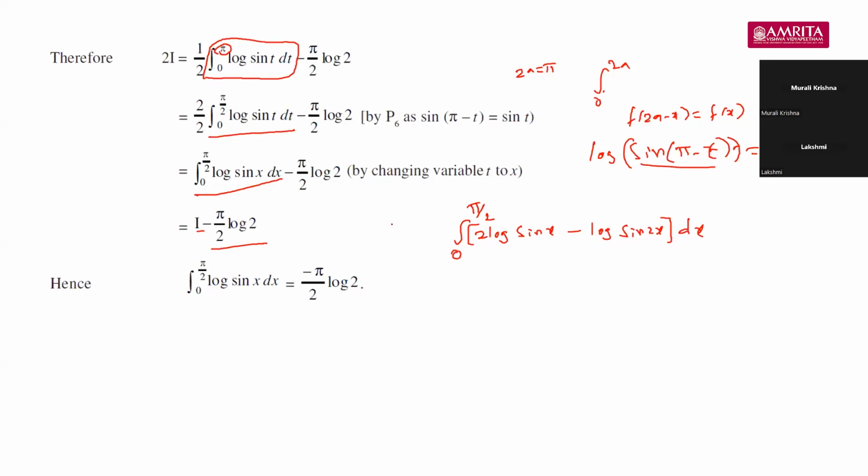So if you apply property number 4, let us take this as I equal to the integral from 0 to pi by 2. What do you get? 2 log, the sin x term will become sin of pi by 2 minus x. I remember this question. One second.